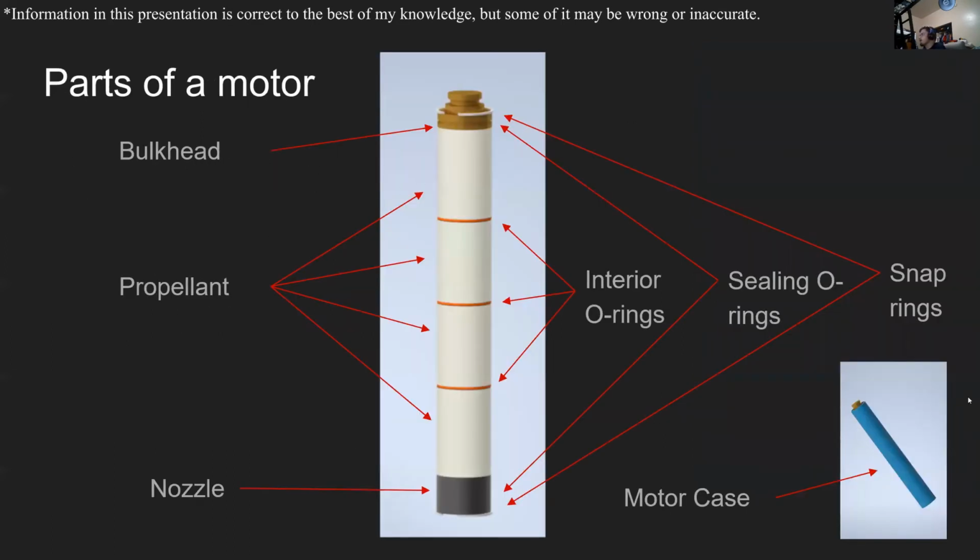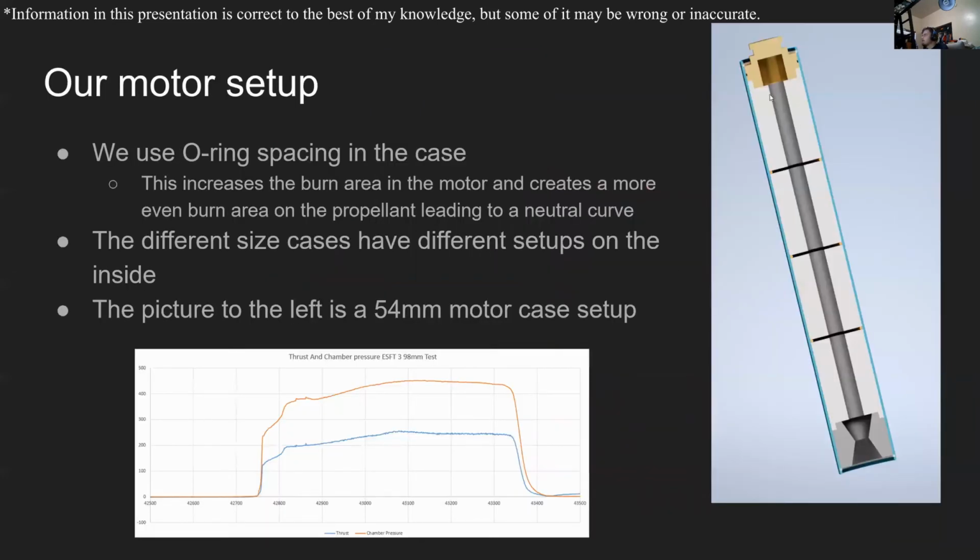So the parts of the motor, this is the motor without the case. You've got your bulkheads and snap rings at the top and the bottom holding everything together. You've got a nozzle that is normally sealed by O-rings that I forgot to put into the diagram here. In our 54 millimeter motors that we were planning on testing, not anymore, would be 4 grains spaced by O-rings. That gives burning surface area all the way along the inside tube, and also surface area in between those O-rings. So that gives us a relatively neutral burn on our motor.